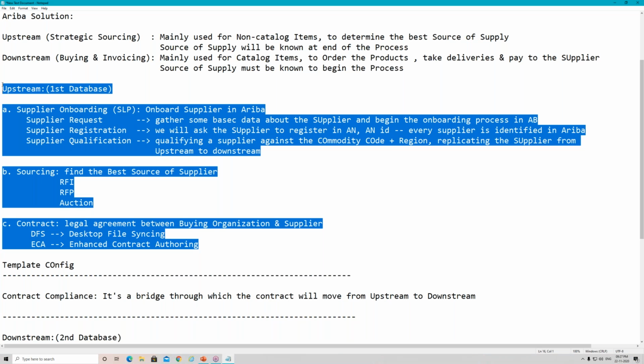Okay, Manoj. Coming to auctions, what types of auctions does Ariba support? I think Ariba supports 5 or 6 types of auctions. English, Dutch, and all those kinds of auctions will be there. I think 6 types of auctions are supported by Ariba.